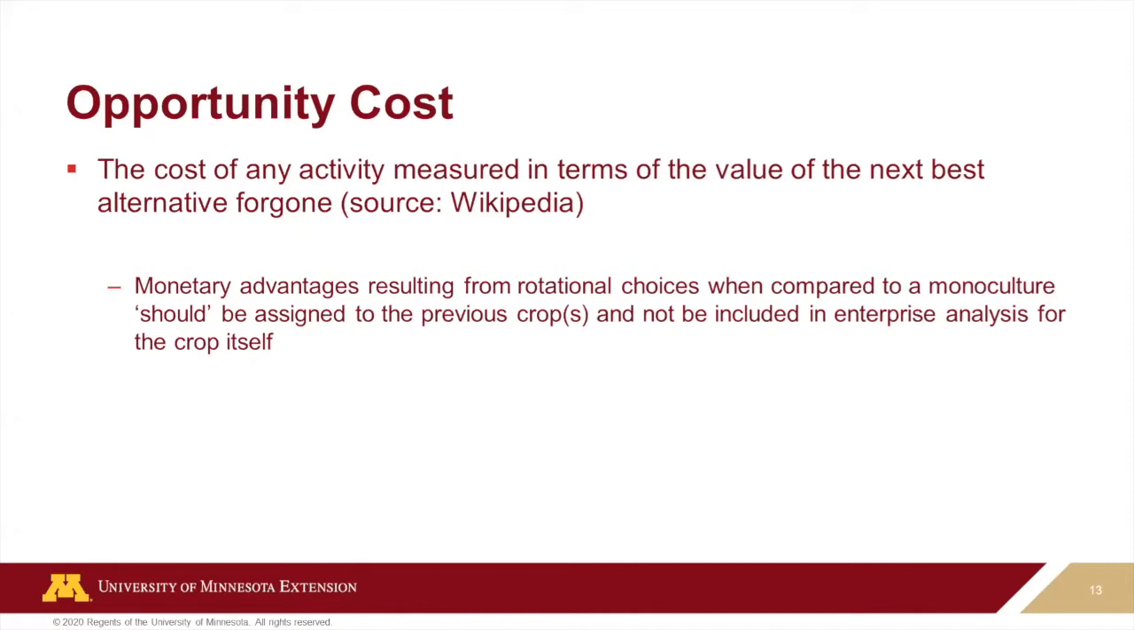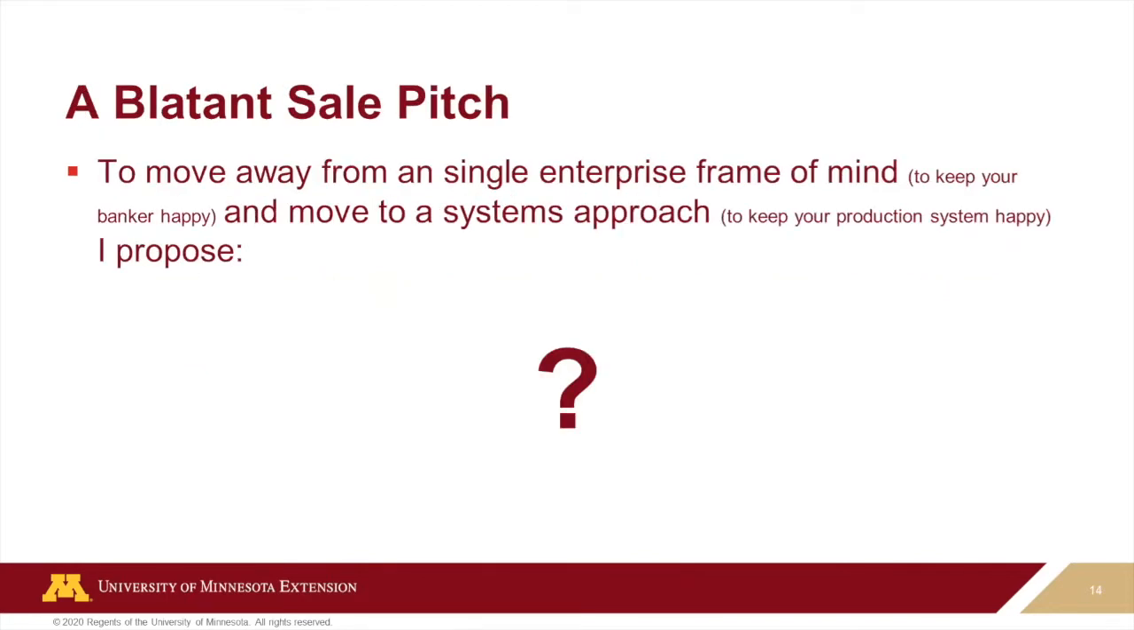And they're right. But it's a way to start acknowledging that you can't do what you do with corn if it wasn't for rotational choices. And it's a mindset. So here comes the blatant sales pitch. To move away from a single enterprise frame of mind to keep your banker happy, and to move to a systems approach to keep your production system happy, I propose what? Wider rotations.